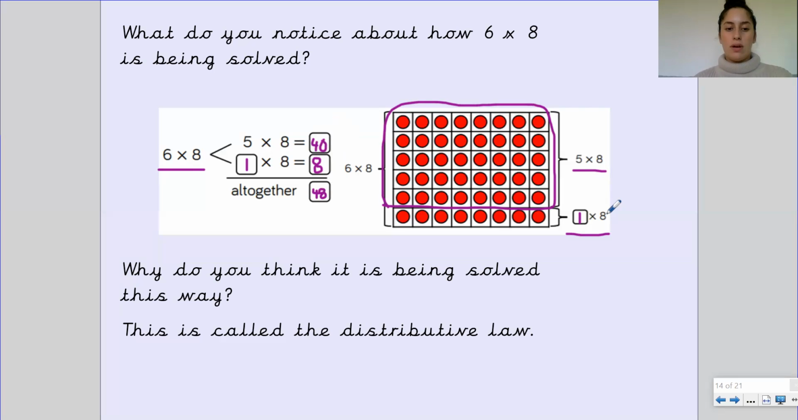Okay, pause the video now. Why do you think the calculation 6 times 8 has been split into 5 times 8 and 1 times 8? Why do you think it's being solved this way? Pause the video and either think out loud, tell somebody in your house, or just think in your head. Play the video when you have had a go.